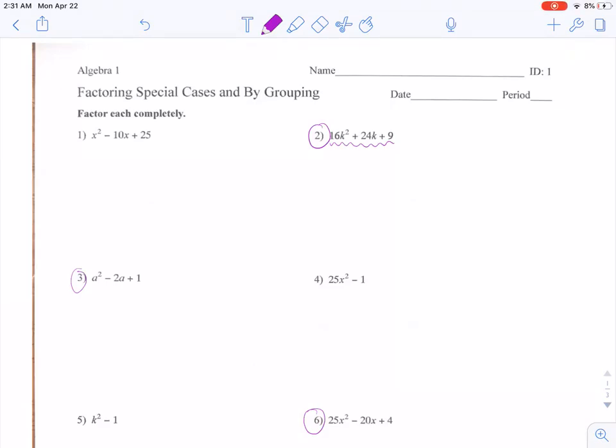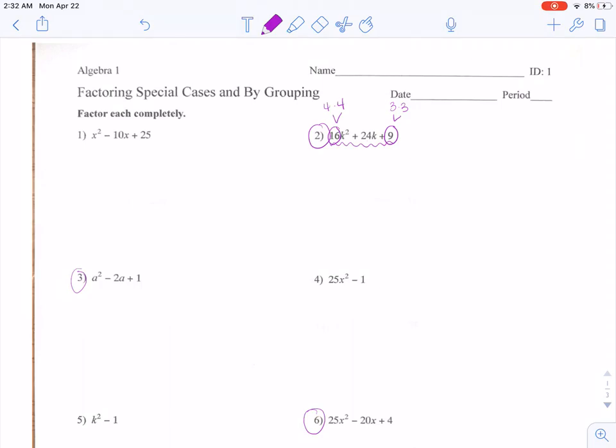All right, guys, we're going to continue factoring special cases and factoring by grouping. We're going to go through a couple of these together, and then you will go ahead and do the rest on your own. We're going to start with number 2, and the first thing that I want you guys to recognize is that 16 and 9 are perfect squares. If we break 16 apart, we have 4 times 4, and if we break 9 apart, we have 3 times 3.